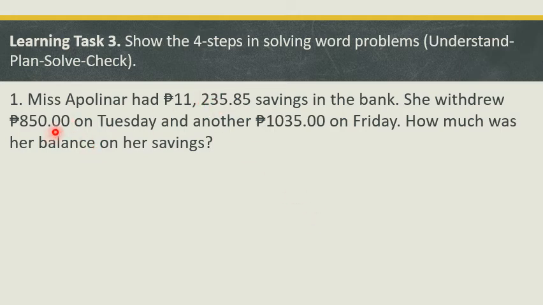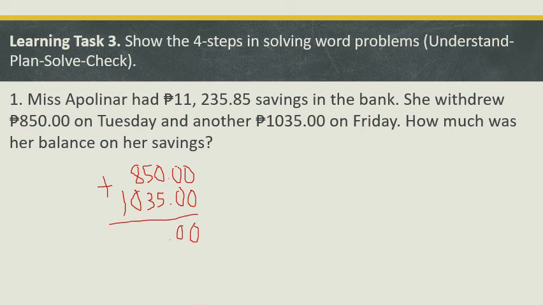So, unahin muna natin ikunin yung sum ng lahat ng winidraw niya. So, i-add natin yung 850 pesos plus yung 1,035 pesos. So, ingat kayo sa pagtatapat-tapat ng ating mga decimals. Okay, so 0 plus 0 is 0. So, ganun din dito. Then 0 plus 5 is 5. 5 plus 3 is 8. 8 plus 0 is 8. And then bring down 1. So, ibig sabihin, ito po yung total lahat ng winidraw ni Miss Apolinar.